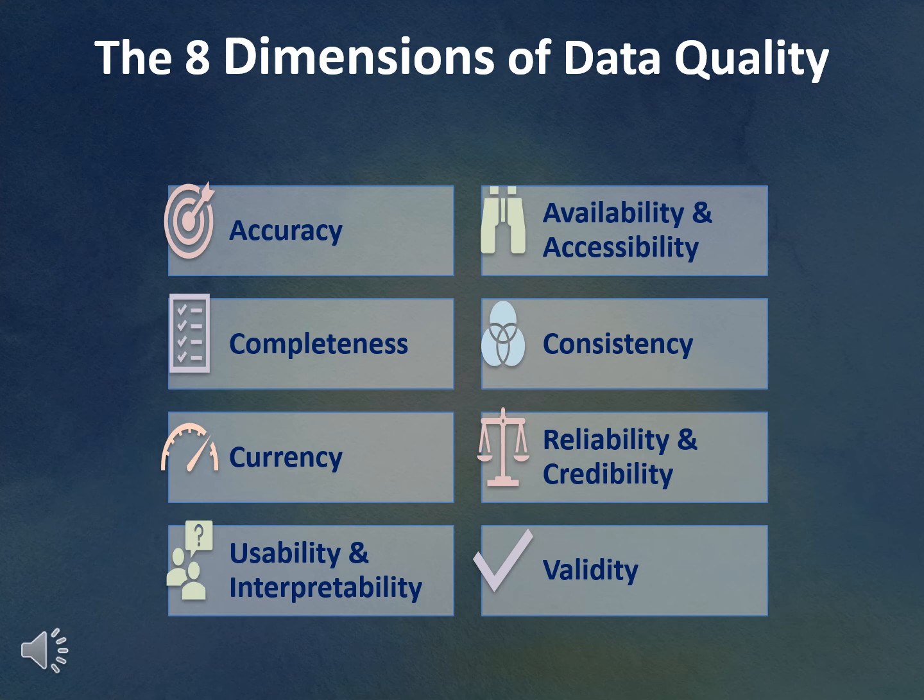The eighth dimension is validity. If a data item was calculated from other data, then the calculation must be correct and must be using the correct data item. This is where the degree to which data aligns with known business rules is crucial.